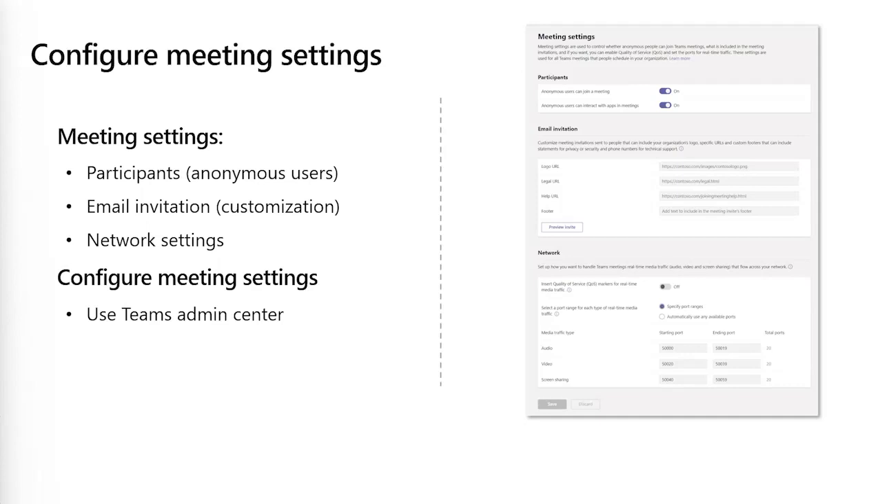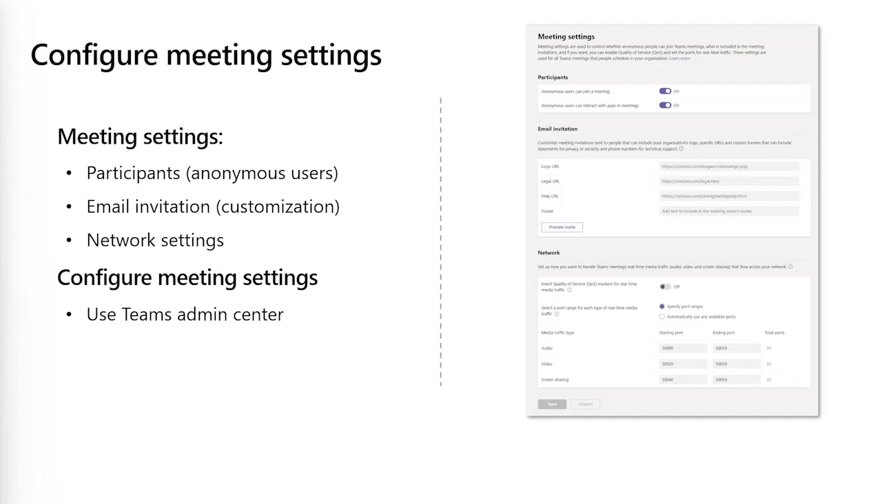For content sharing, the screen sharing mode, is it the entire screen? Is it an application? Can any participant request control or give control? Does this apply to external participants as well? Do you want to allow for PowerPoint sharing, whiteboards? For participants and guests, can anonymous people start a meeting? And who has presenter rights in meetings? Could be everyone, for example.